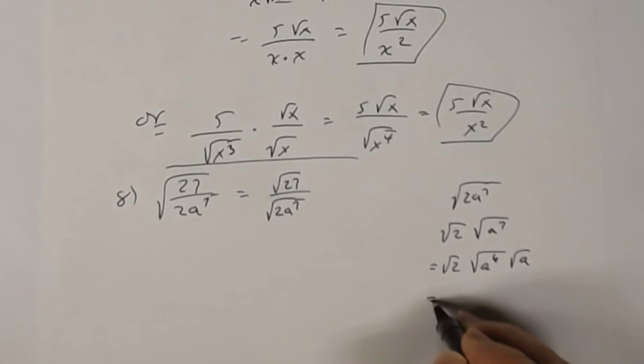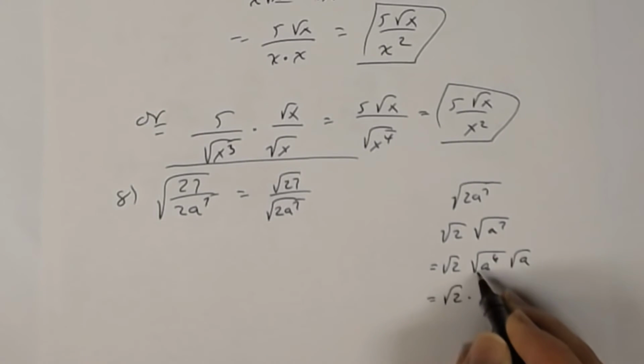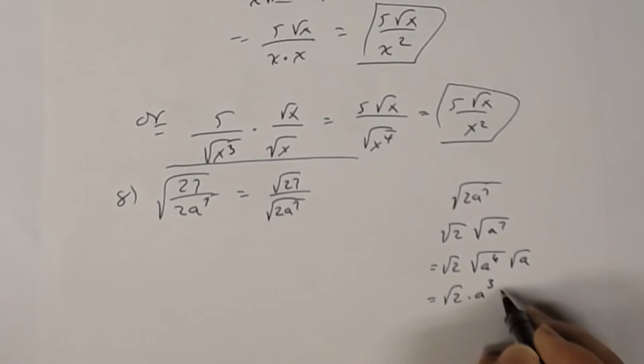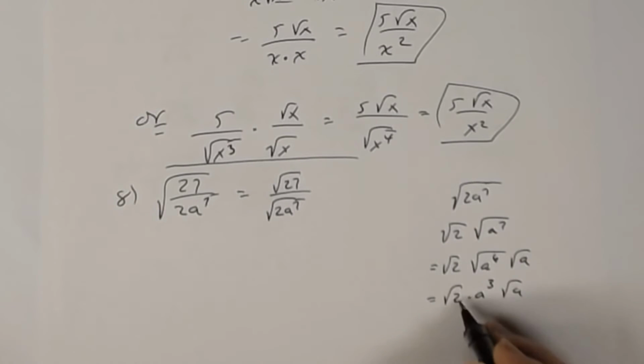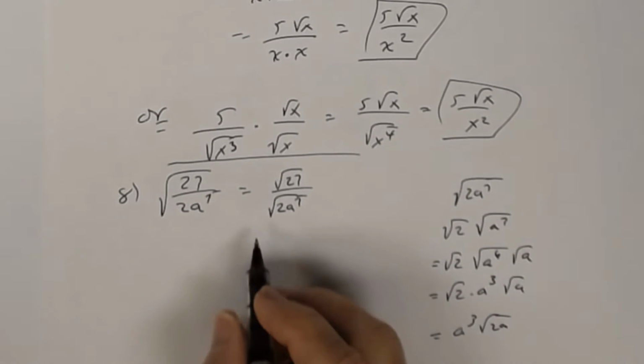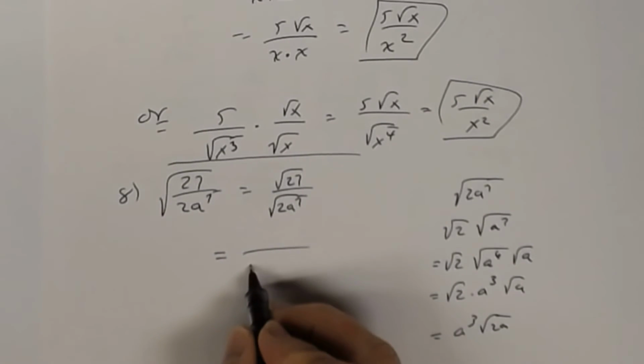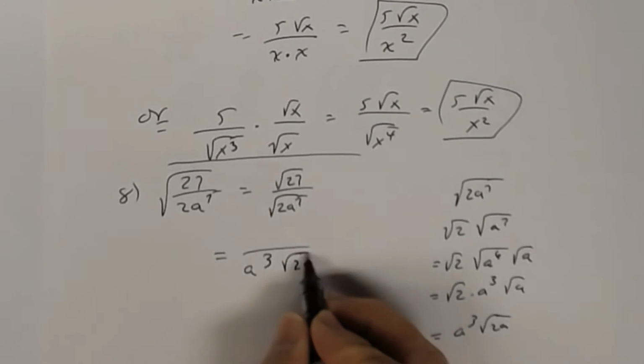And now let's simplify. So we have the square root of 2. The square root of a to the 6 is a to the 3rd power, because a to the 3rd times itself is a to the 6th. And then the square root of a. And then we rewrote this as the square root of 2a. Remember that? So it'll be a cubed square root of 2a. So that is the denominator. So the denominator is a cubed square root of 2a.